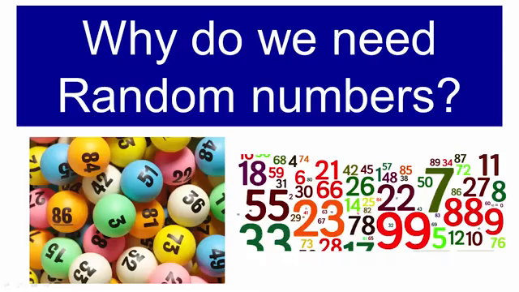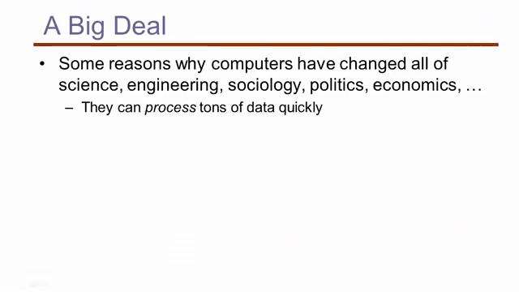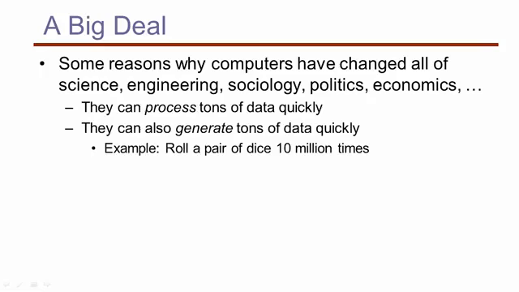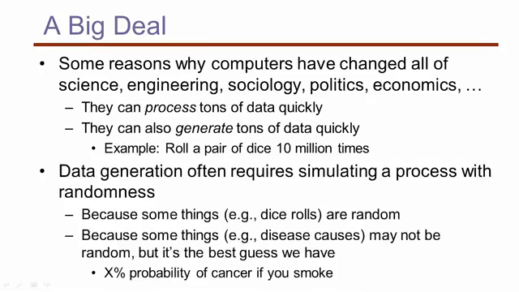In this lesson, we're going to learn about Java's Random class. But before we do so, let's discuss why we need random numbers in the first place. Computers have changed many areas of society because they can process so much data very quickly. But even more than that, they can also generate a lot of data very quickly. This data generation is usually required to be random, since the process we are attempting to simulate is itself random.